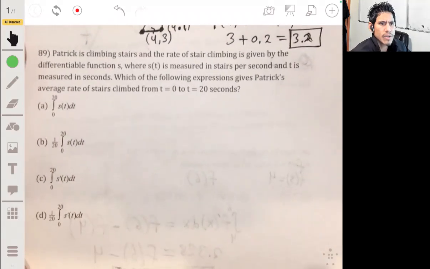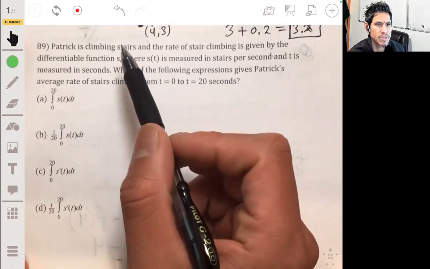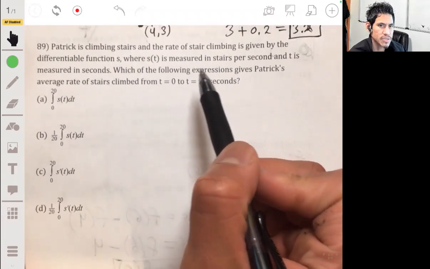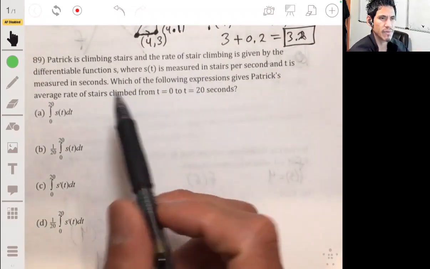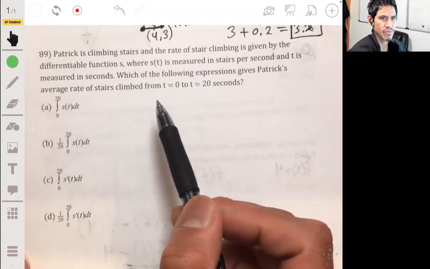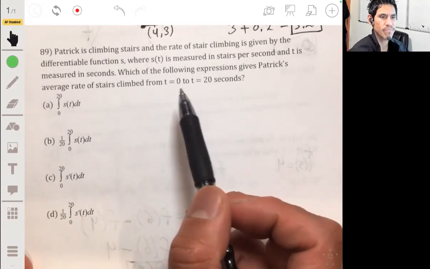All right, 89. Patrick is climbing stairs and the rate of stair climbing is given by the differentiable function s, where s of t is measured in stairs per second and t is measured in seconds. Which of the following expressions gives Patrick's average rate of stairs climbed from t equals 0 to t equals 20 seconds?